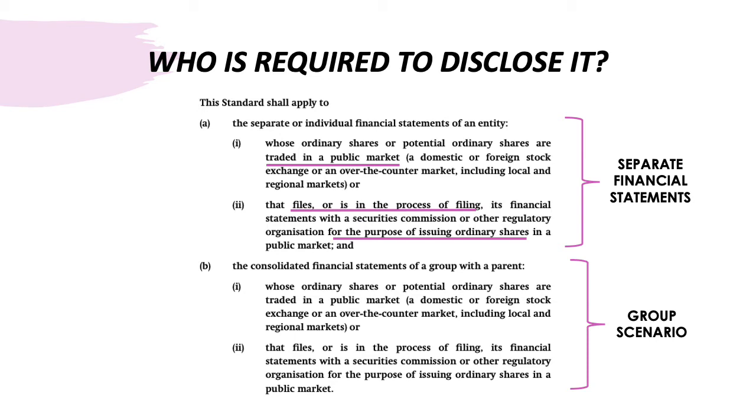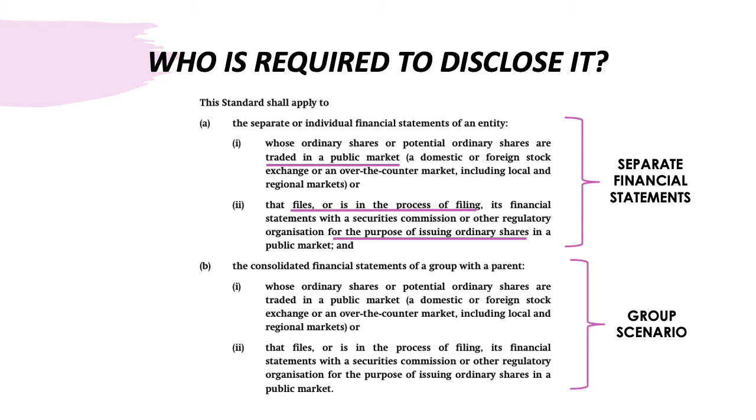The concept of potential ordinary shares, however, is new to us. IAS 33 specifically defines potential ordinary shares as a financial instrument or other contract that may entitle the holder to ordinary shares. Potential ordinary shares are instruments which have the ability to become ordinary shares. They are not ordinary shares from the get-go, from the time that they are issued.